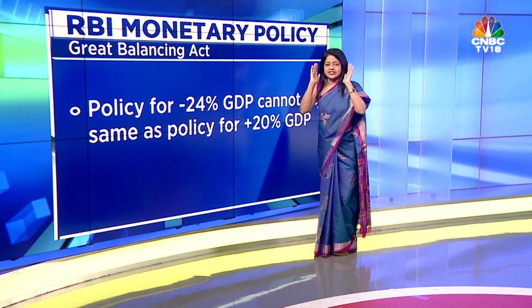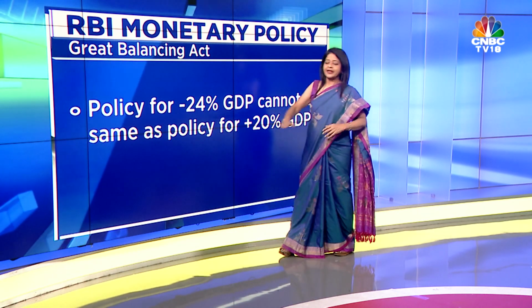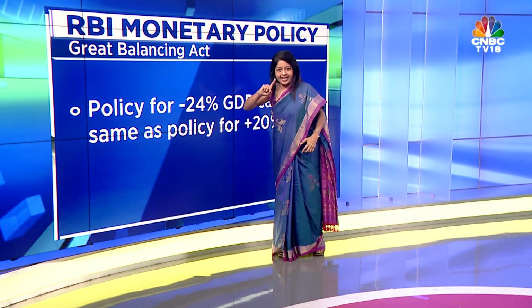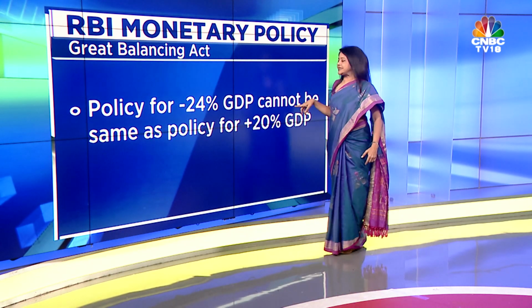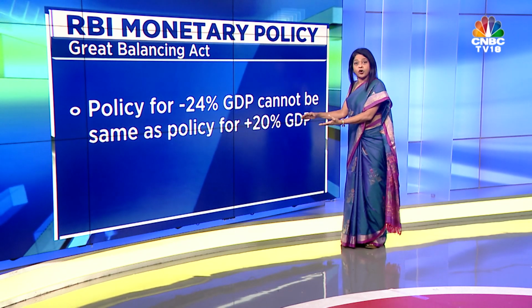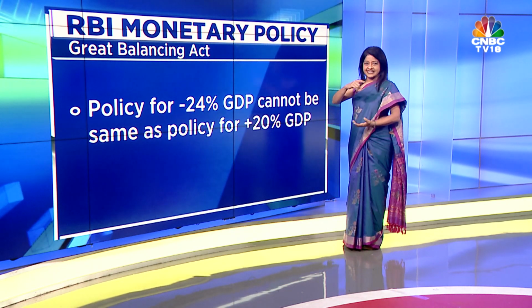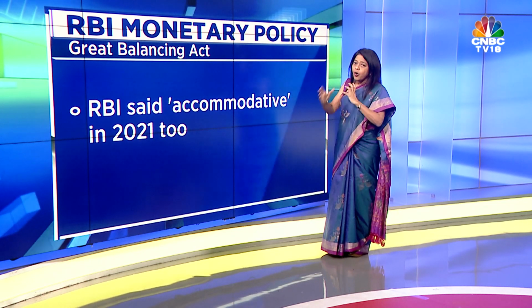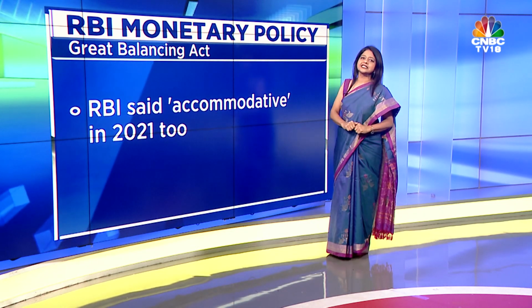Now, the point is the Reserve Bank has to communicate one big thing. A liquidity policy when the economy was at minus 24 in the first quarter cannot be the same 1 year later when the economy is expected to grow by 20% in Q1 of next year, April, May, June of next year. So how will it communicate that? That is its big problem.